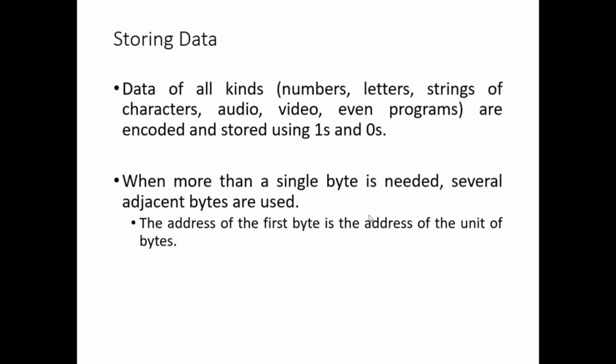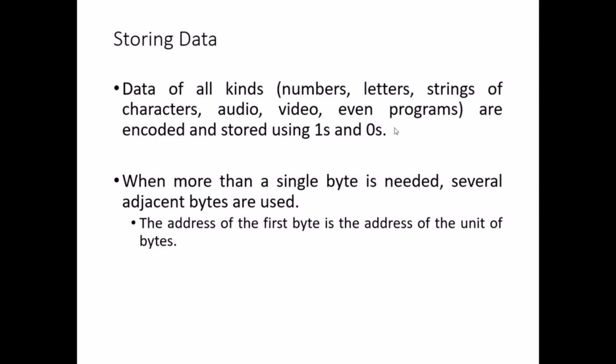So what can we store inside the memory? Any kind of data: maybe numbers, maybe letters, maybe strings. Strings means words, and maybe audio, maybe video, and even programs. They are saved inside the memory, but they should be converted into 1 and 0. So if you want to save a picture, first you have to convert it into 1 and 0. And you don't do it yourself. It is done automatically for you.